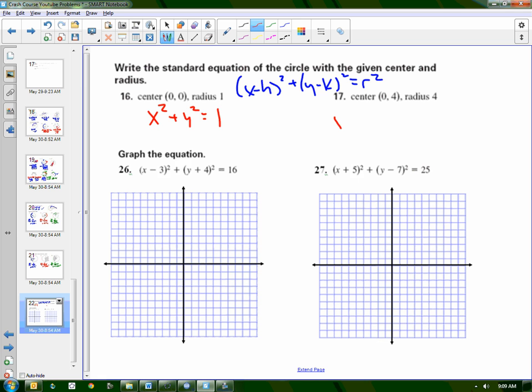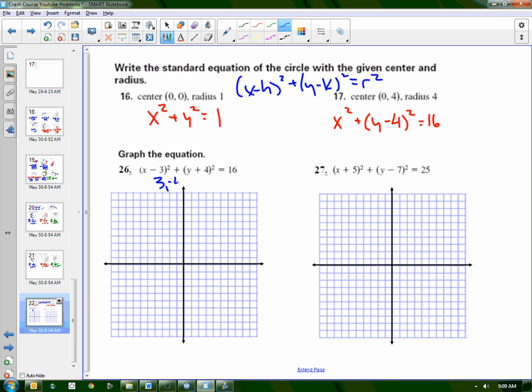Here, I'm going to say x minus 0 again, so that's just x squared, plus y minus 4, that's my k value, equals 4 squared. 4 squared is 16, so that's the equation of the circle. And for the last thing, I'm just going backwards. I'm going to identify my h, k.